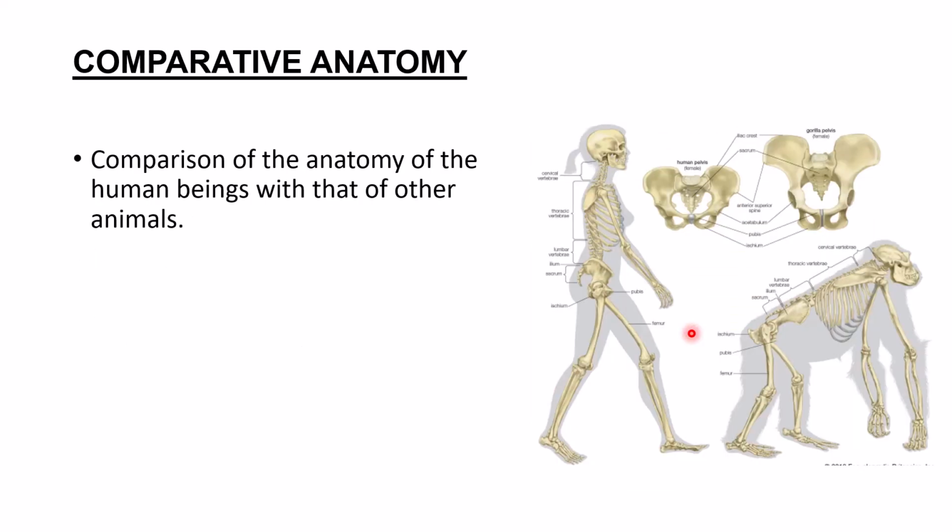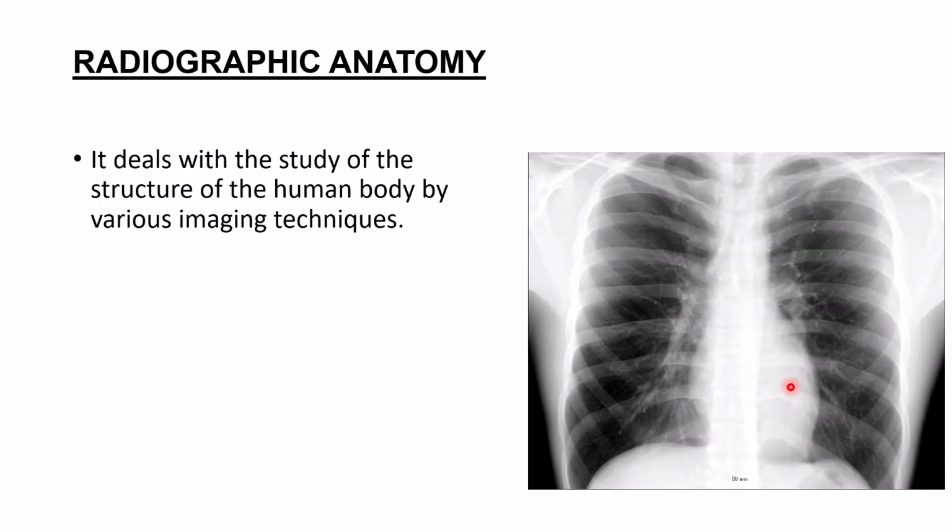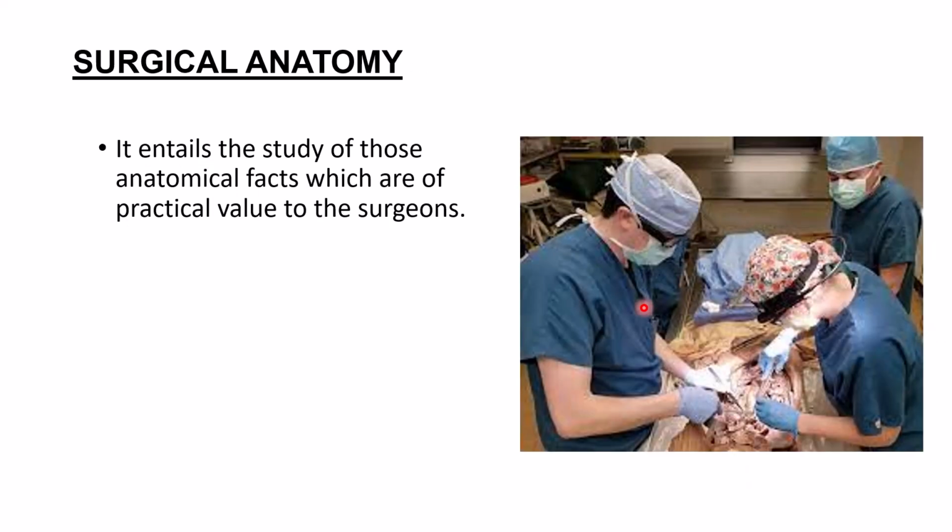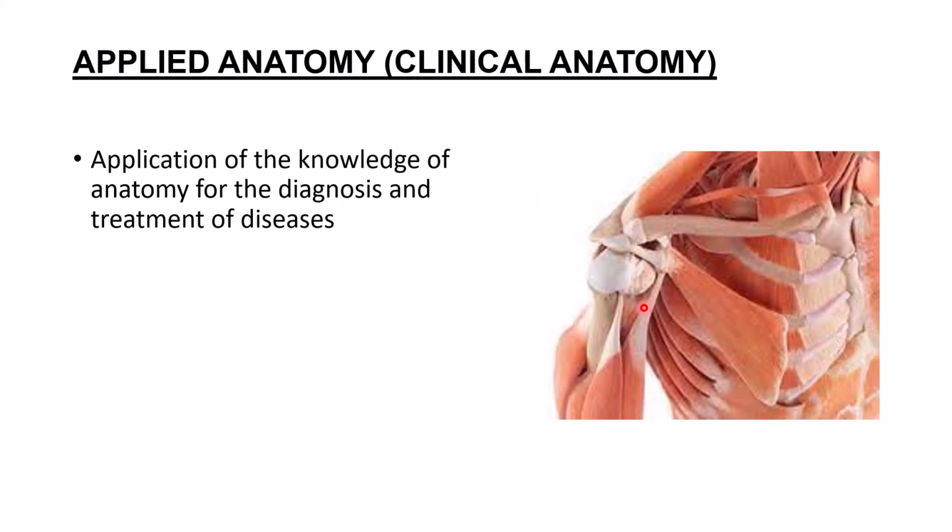Comparative anatomy. It is the comparison of the anatomy of the human being with that of the other animals. Radiographic anatomy. It deals with the study of the structure of the human body by various imaging techniques, that is X-ray, CT scan, or MRI. Surgical anatomy. It entails the study of those anatomical facts which are of practical value to the surgeons. Applied anatomy, which is also named as clinical anatomy, is the clinical aspect of any organ or application of the knowledge of the anatomy for the diagnosis and treatment of the diseases.